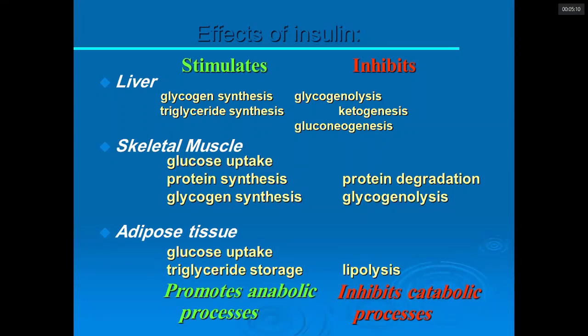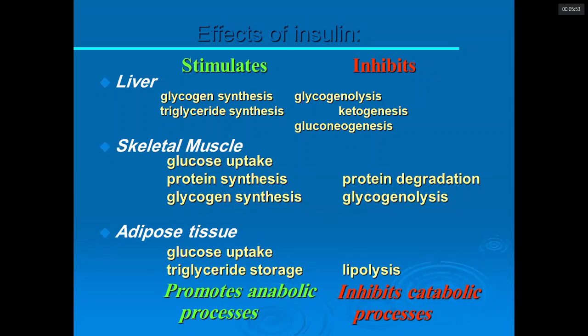In the skeletal muscle, glucose uptake will be enhanced, protein synthesis will be increased, and glycogen synthesis will also be increased. It also inhibits protein degradation and glycogenolysis. So when patients have diabetes and have deficiency of insulin, all these mechanisms will be opposite. There is no stimulation of glycogen synthesis, no stimulation of triglyceride synthesis, and no inhibition of glycogenolysis. This is in patients with diabetes.